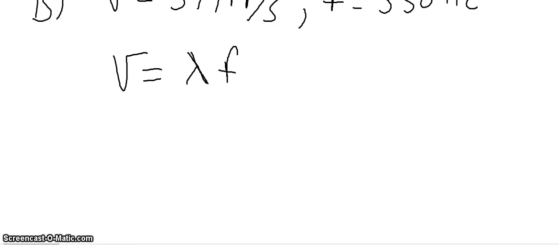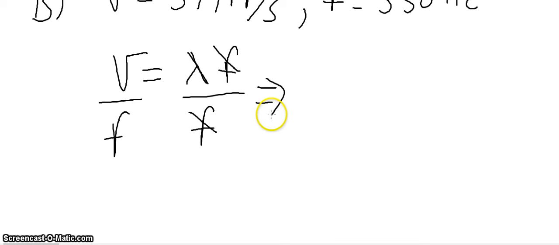Remember, what you do to one side of the equation, you do to both sides. So divide both sides by the frequency. The frequencies cancel from this side. And then we clean it up a little bit. So this becomes lambda is equal to V over F. So let's put the numbers in.